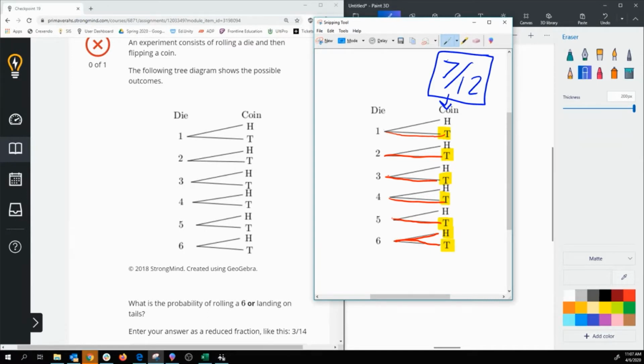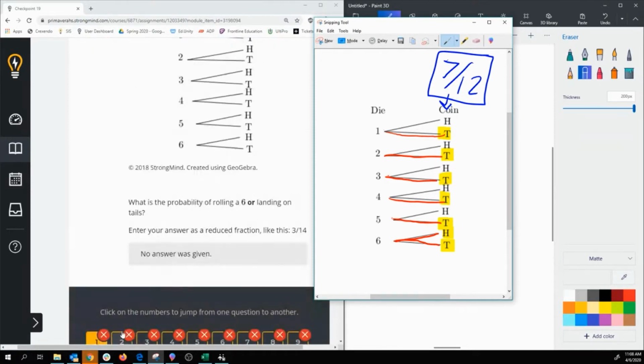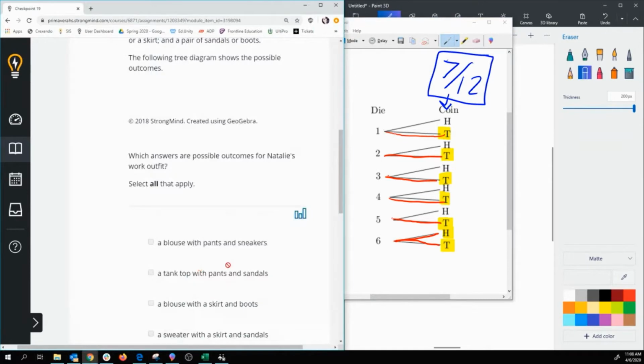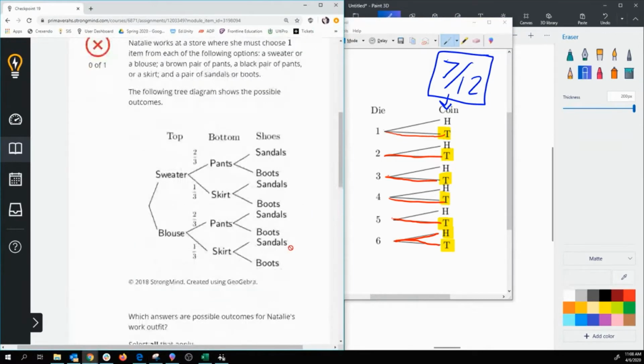So I'll give you guys a second to type that in and then let me know when you guys are all ready to go on to the next one. Perfect. Junior, are you ready as well? All right. So here's our second one. Second question. I'll give you guys a second to find this one.